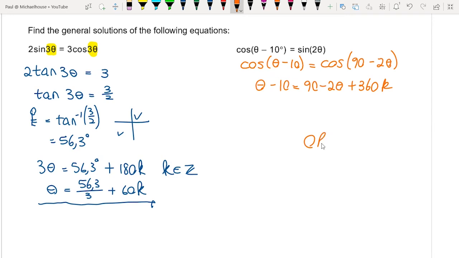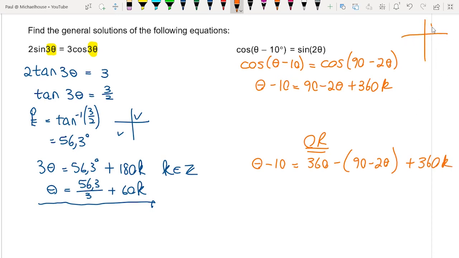Right, I'm leaving some space to simplify that one. Or we could have that theta minus 10 is actually 360 minus this angle of 90 minus 2 theta plus 360k. Right, all the thinking's been done at that stage. The reason for 360 minus is that's the other place where cos has the same value. So cos of theta and cos of 360 minus theta are the same. Right, those are identities irrespective of the size of theta.